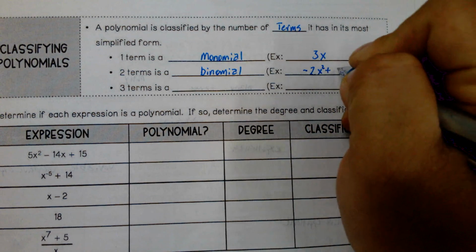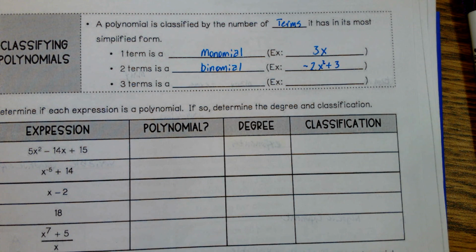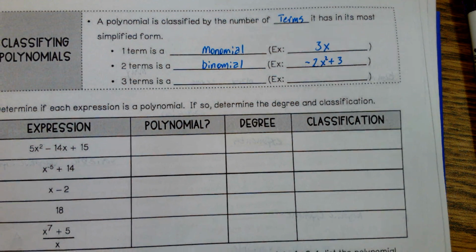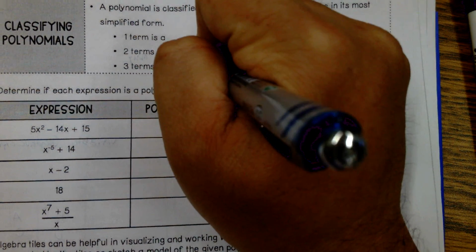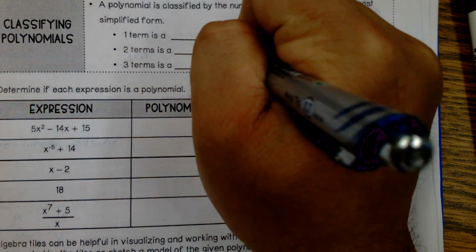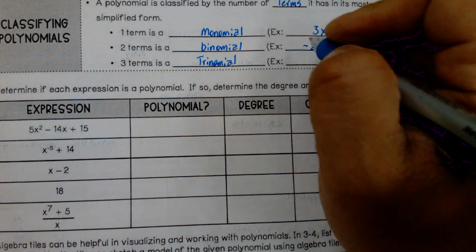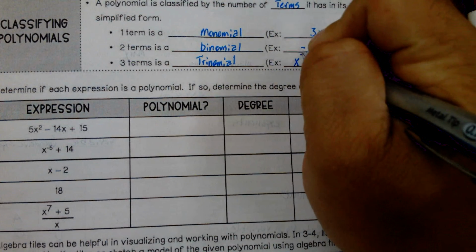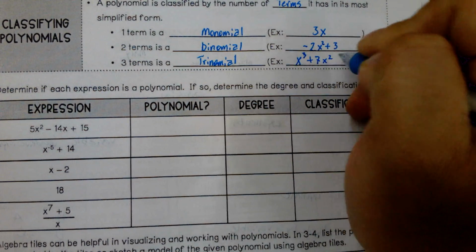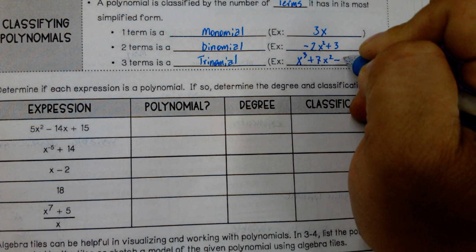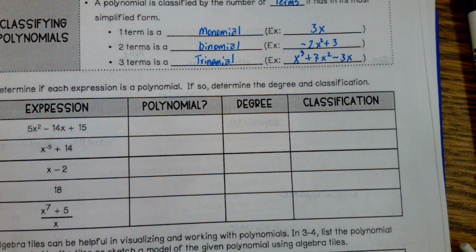We could square it, why not? Plus 3. That means there's 2 possible solutions, right? Second degree. All right. 3 terms would be called a trinomial. And let's just say this is, let's say x cubed plus 7x squared minus 3x. 1, 2, 3 terms. Okay?